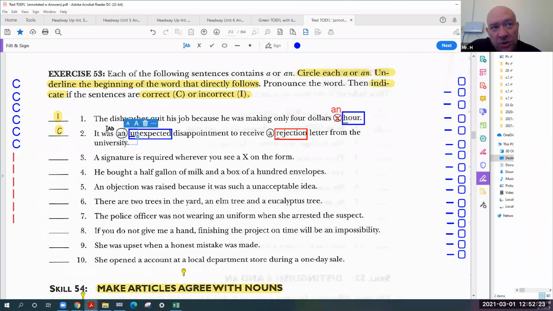So what sound do we have over here? What sound is this? Unexpected. Vowel sound, right? Vowel. And this one, is it a vowel or not a vowel sound? Not a vowel. Not a vowel sound.